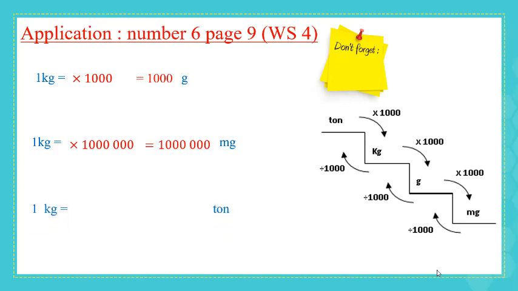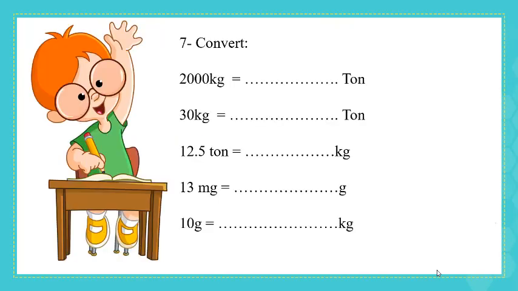The final one is to convert 1 kilogram into ton. Kilogram to ton, that means from the smaller unit to the biggest one, and there are two units that are next to each other, then you have to divide by 1000. 1 divided by 1000 equals 0.001 ton. As an evaluation, solve number 7 on your worksheet.